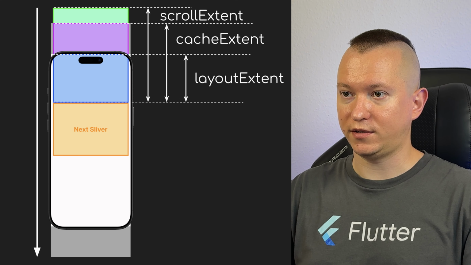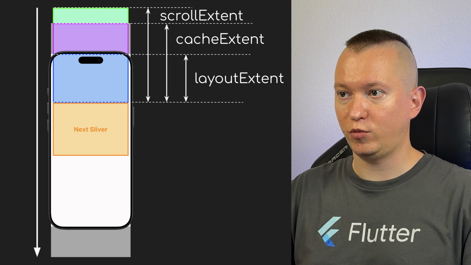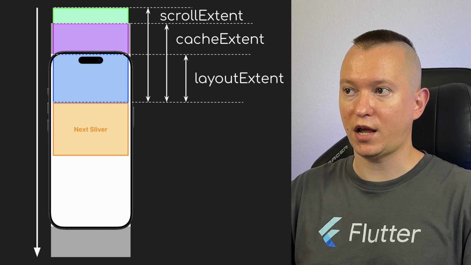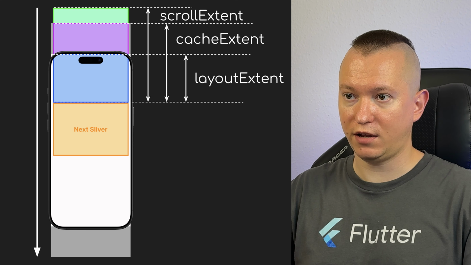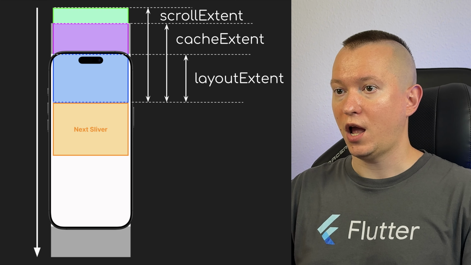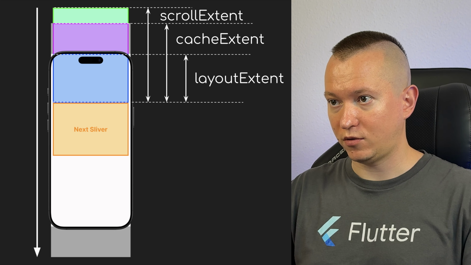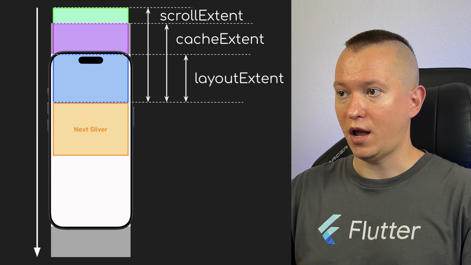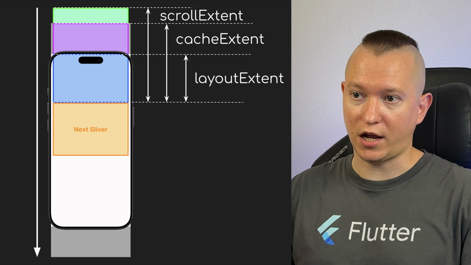Cache extent: how many pixels the sliver has consumed in the sliver constraints' remaining cache extent. This value should be equal to or larger than the layout extent, because the sliver always consumes at least the layout extent, which is in the visible part, and maybe something in the cache area.